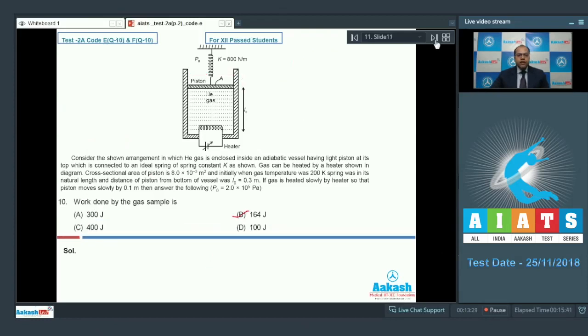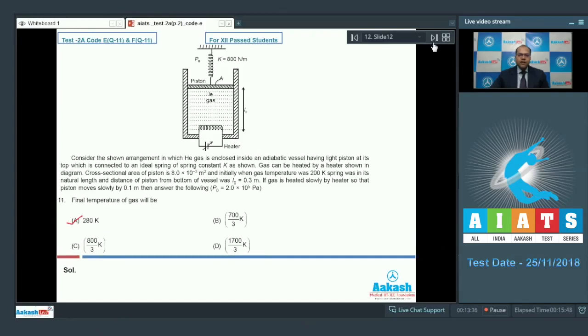For question number 10, it is option B. And for question number 11, it is option A. Let's move to question number 12.